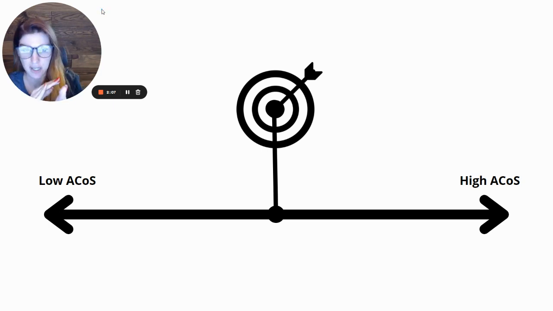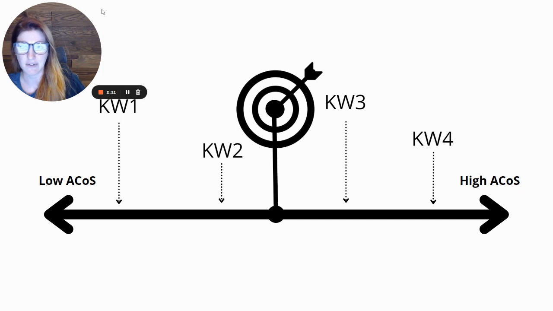You have your target, which in this case is a singular target A cost. Depending on where this target falls, that determines whether something is a low A cost keyword or a high A cost keyword. So our target's right here, and we have keyword 1 and keyword 2, which fall into our low A cost. Then keyword 3 and 4 are high A cost, because we've determined our target. So targets are very important.